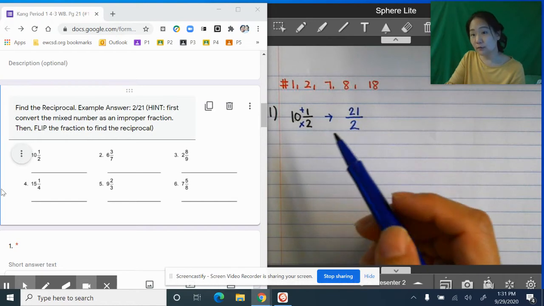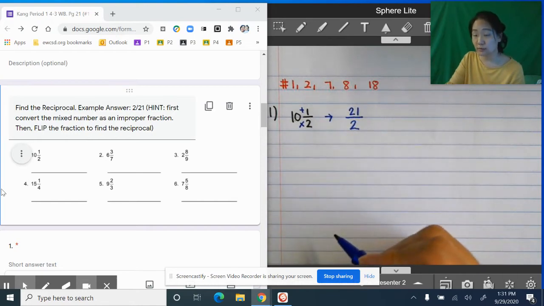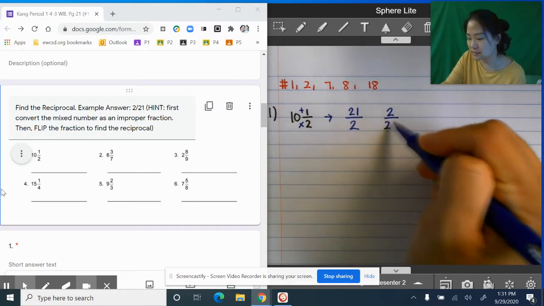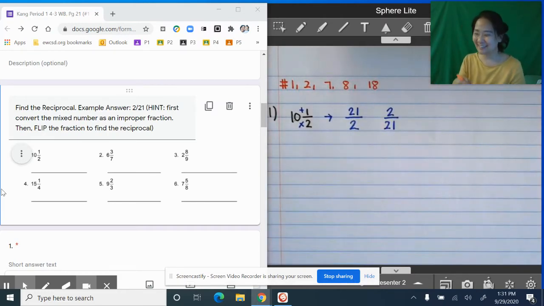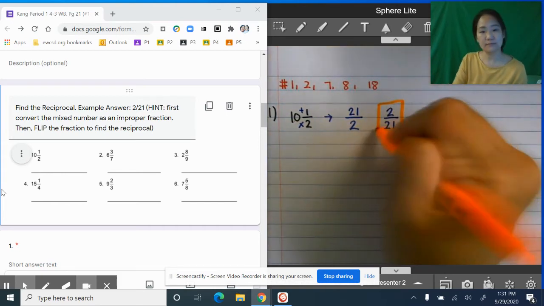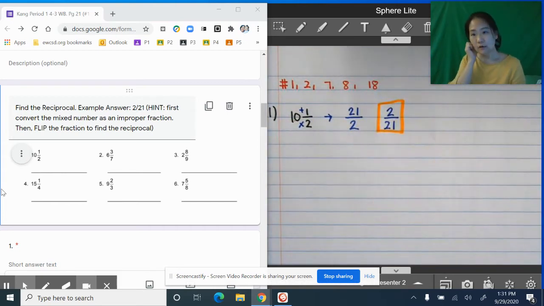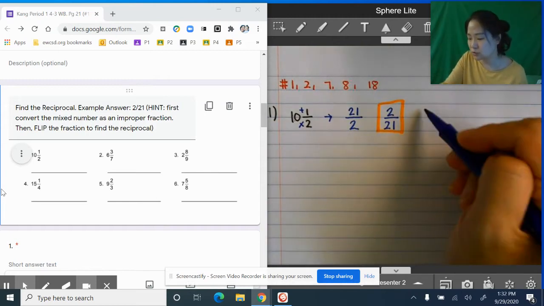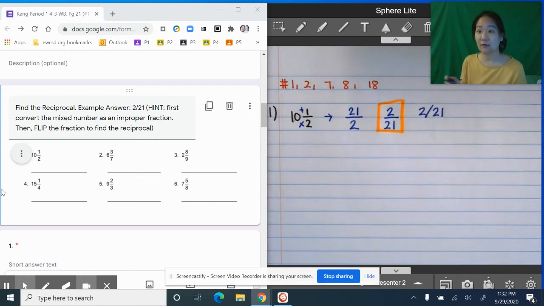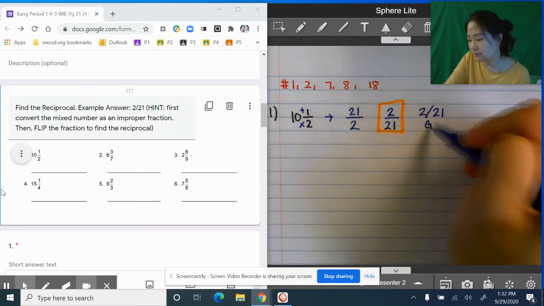So the reciprocal of 21 over 2, 21 halves, is 2/21. You simply flip that improper fraction. When you are entering it on your Google form, you simply want to enter 2/21 like that.